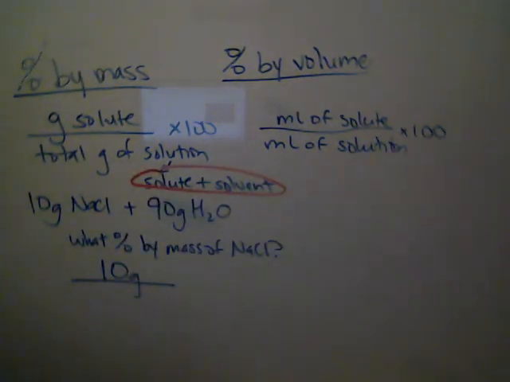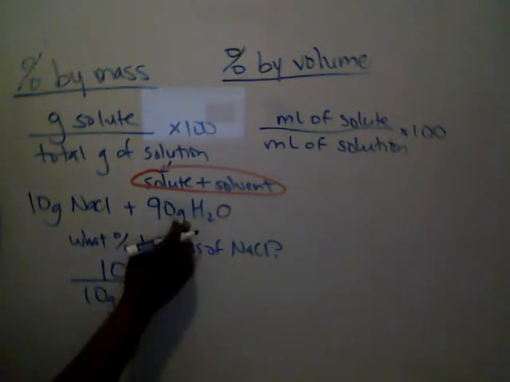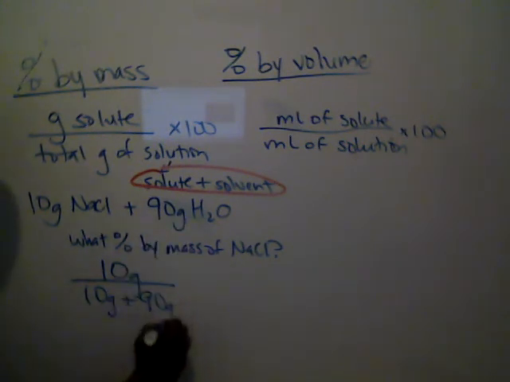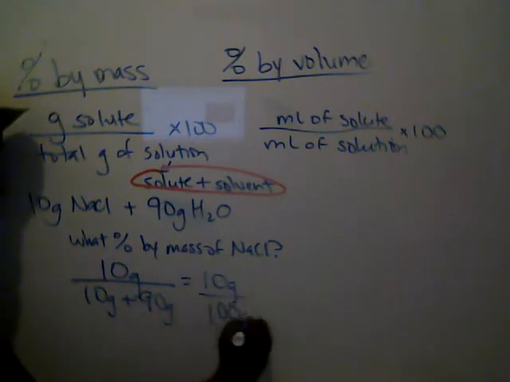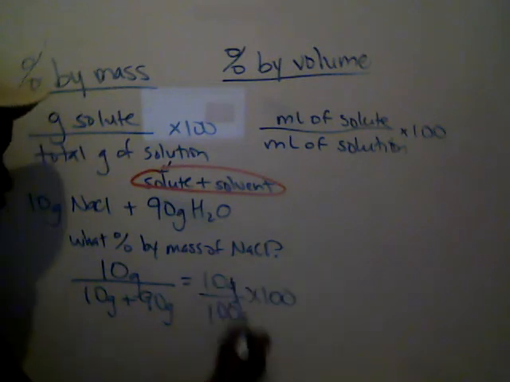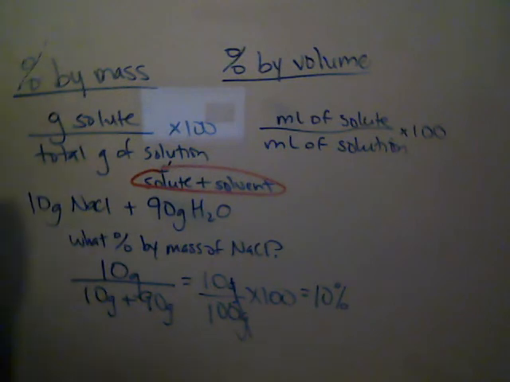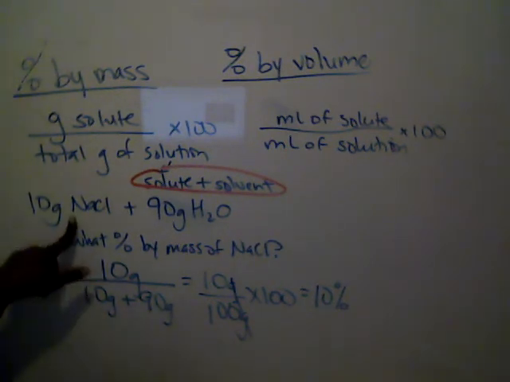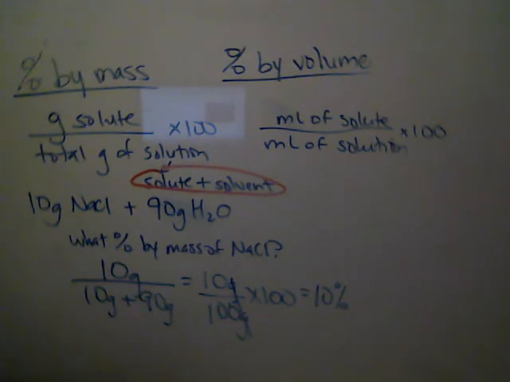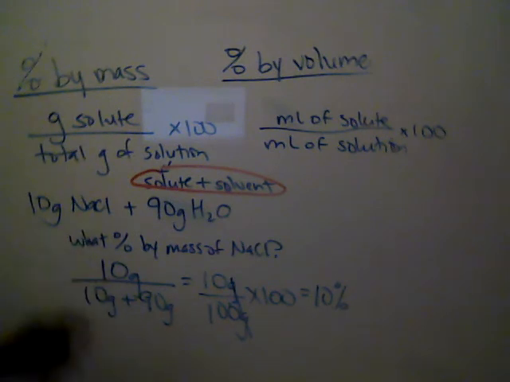So all we're going to do is add our solute, that's 10 grams, plus our solvent. Our solvent in our case is water, 90 grams. So we get 10 grams over 100 grams times 100. Our grams would actually cancel out. We end up with 10%. So by mass, 10% of the total mass is coming from sodium chloride. That's how we would interpret that number. So 10% of the whole mass of the solution is sodium chloride. The other 90% would be water.